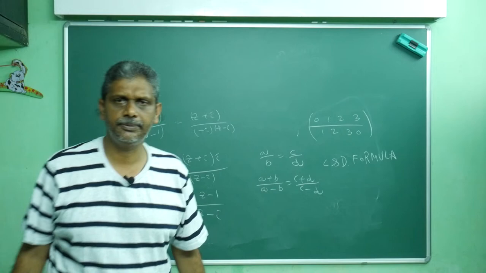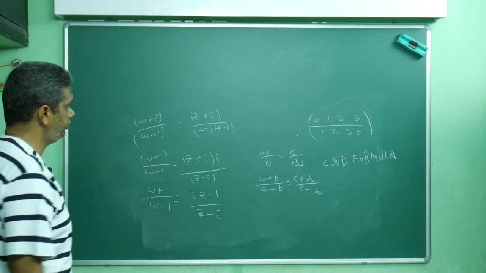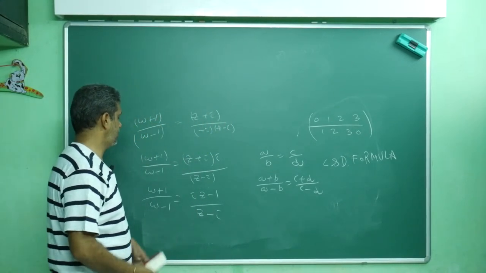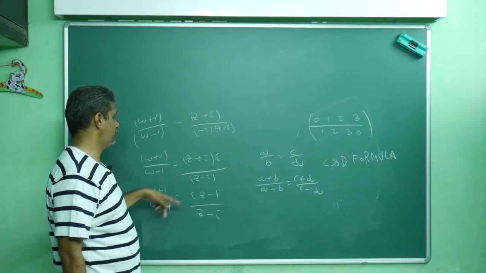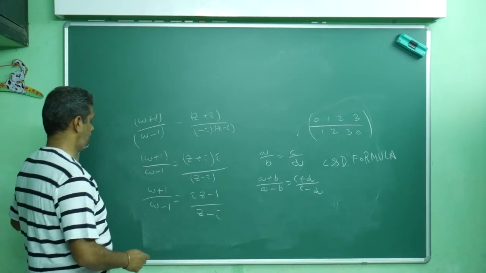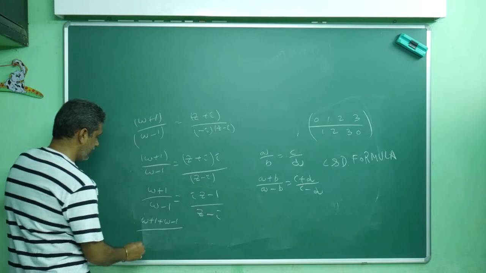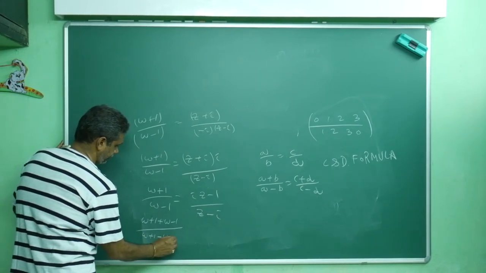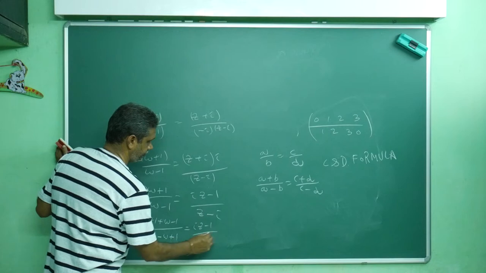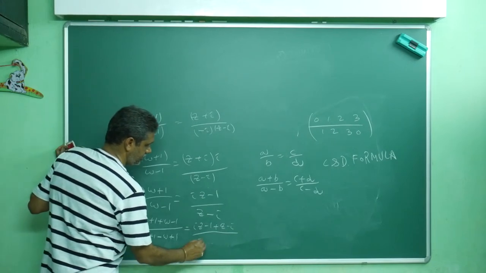Correct or not? I think time lapse. Componendo dividendo means a plus b by a minus b equals c plus d by c minus d. Correct or not? Now here, who is a? W plus 1. Who is b? W minus 1. Who is c? I z minus 1. Who is d? Z minus 1. Now do slowly, what you will get: a plus b, a minus b, then c plus d, c minus d.